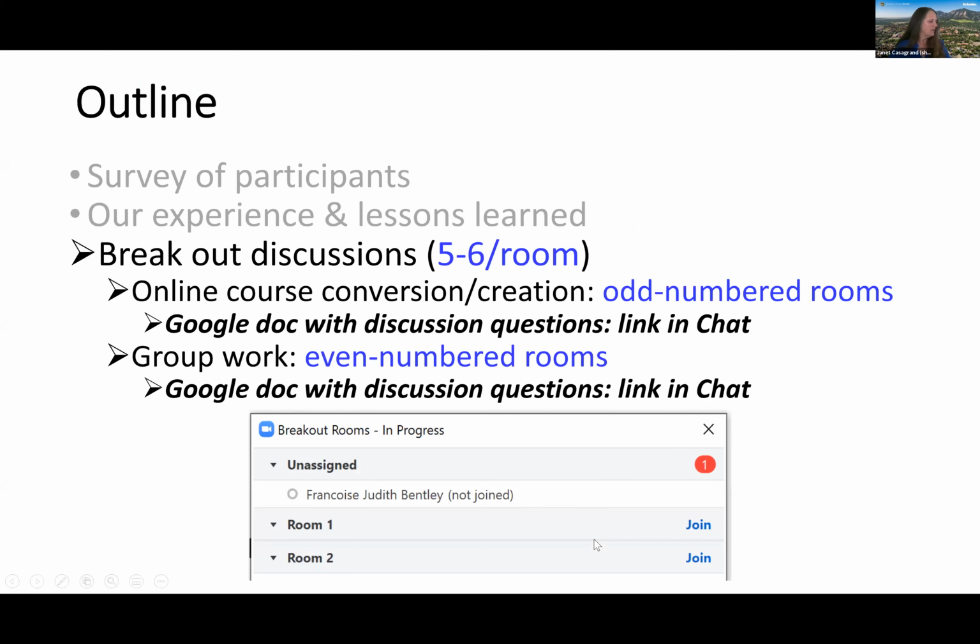Okay, I think we have a little bit of time. What I was going to do is create some breakout rooms, and I posted two Google Doc links in the chat. We're going to have two different types of breakout rooms. Odd number rooms will be for anyone interested in talking about online course conversion or creation, and even numbered rooms will be available for discussing group work. I'm going to create some breakout rooms now, and that should have popped up for you to be able to join a breakout room. You just need to click join either for an even number room or an odd number room.